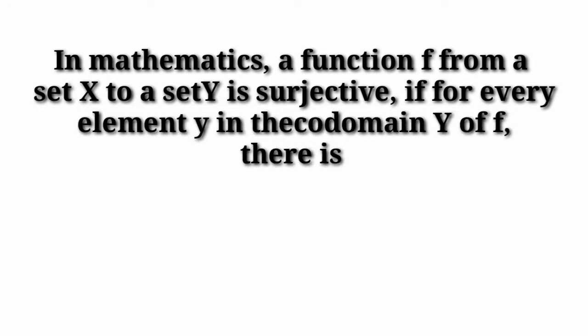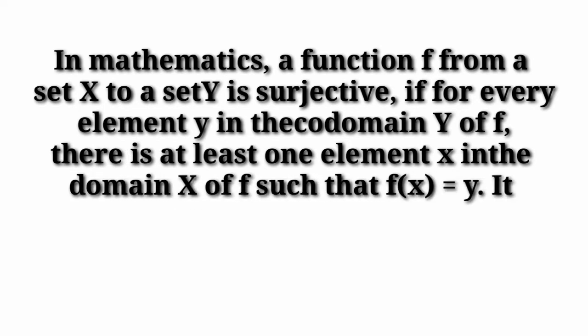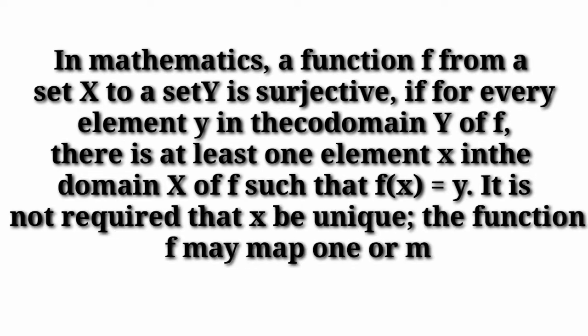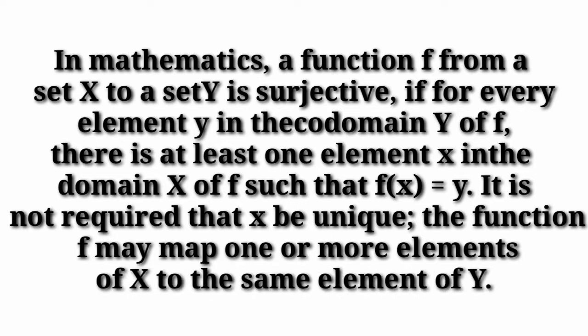So students, you can say that in mathematics, a function f from a set X to a set Y is surjective if for every element y in the codomain Y of f there exists at least one element x in the domain X such that f of x is equal to y. It's not required that x be unique. The function f may map one or more elements of X to the same element of Y. In short students, you can say that the function is surjective when all the images of the domain are found in the codomain, right?